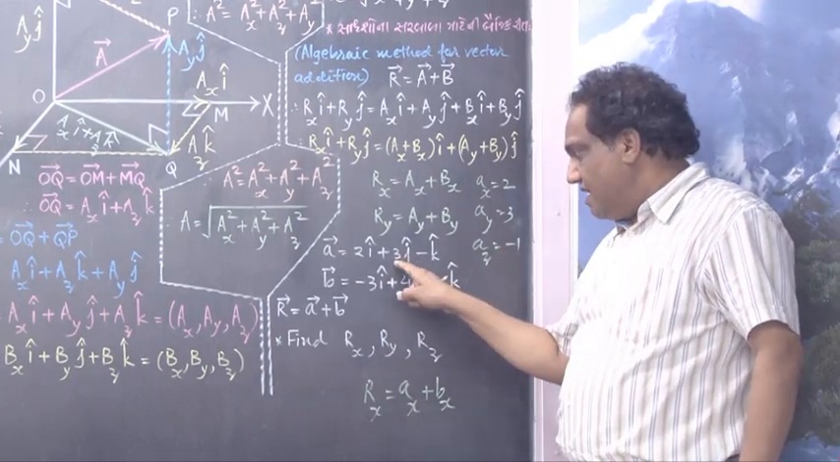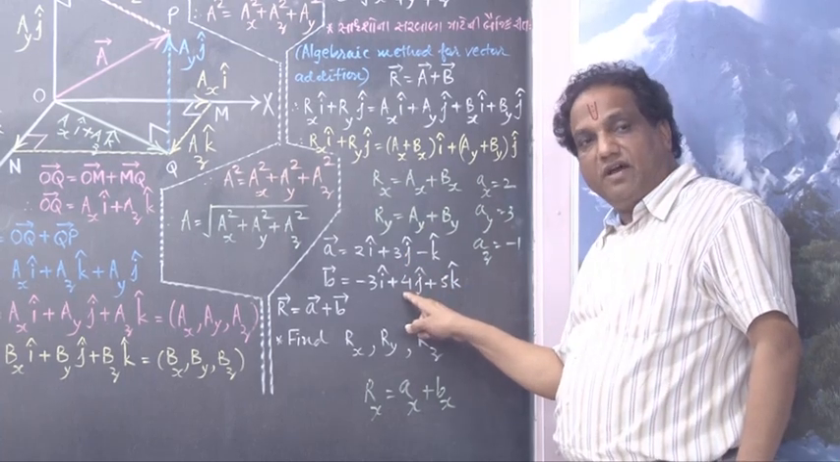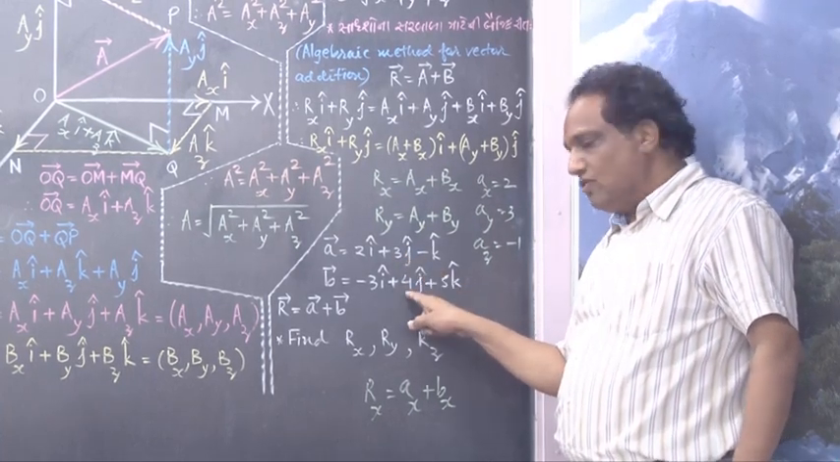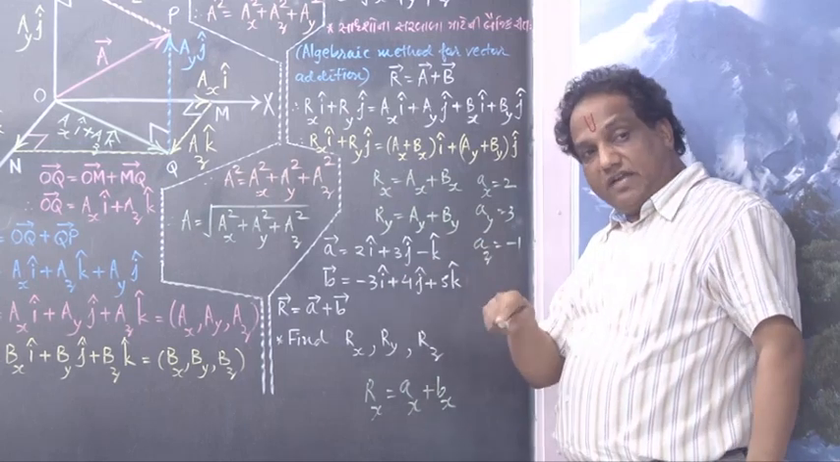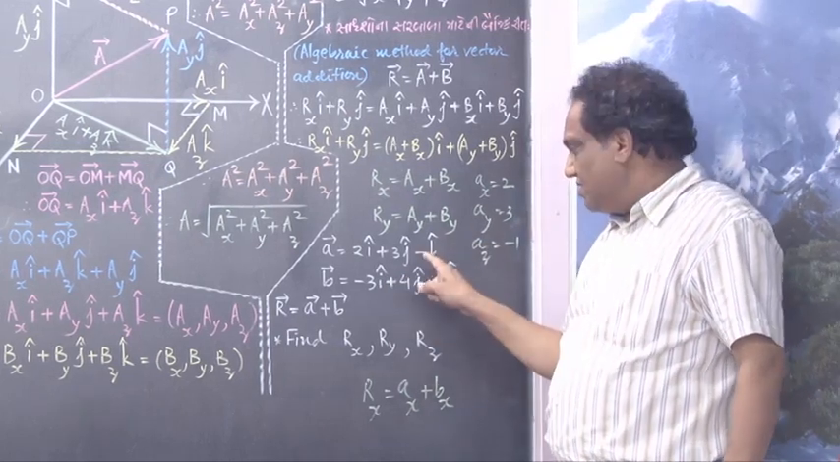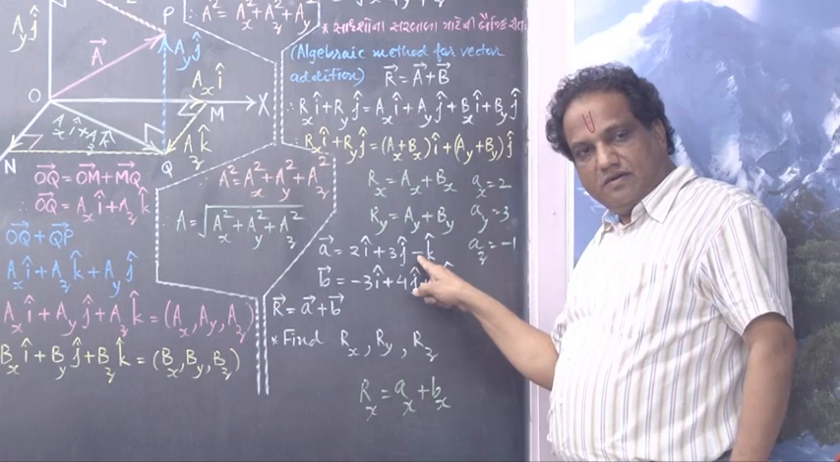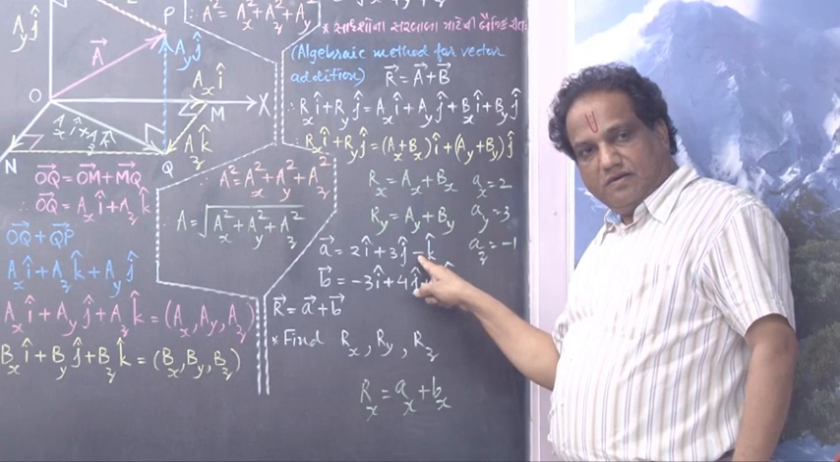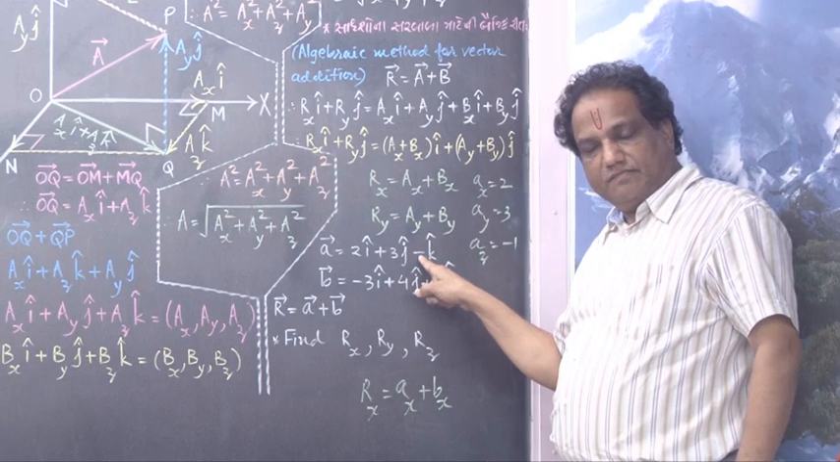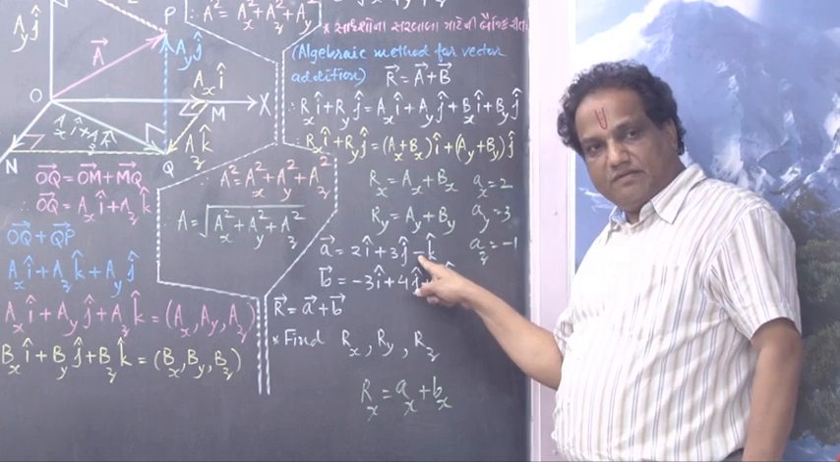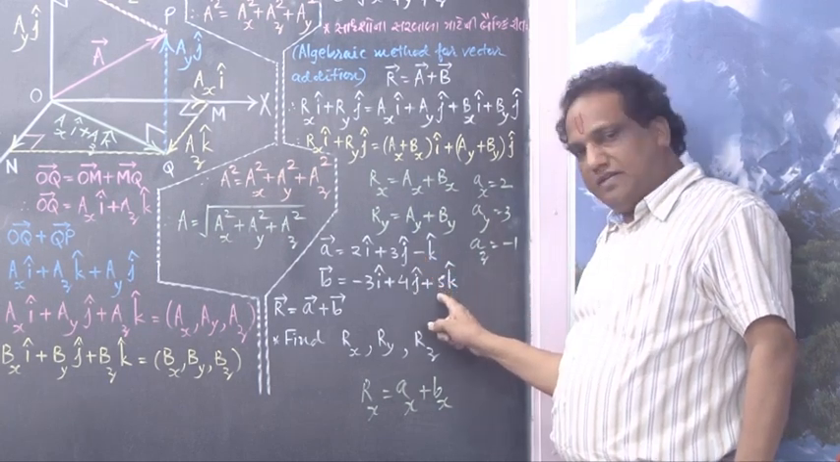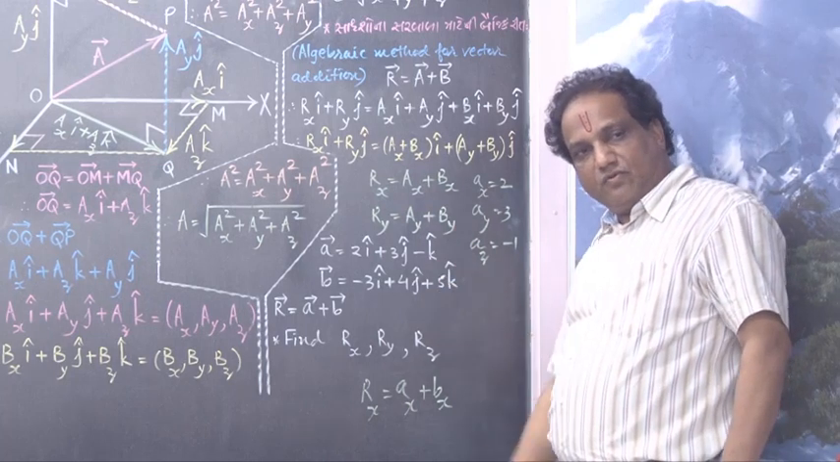What is Ry? It is Ay plus By, so it is 3 plus 4, which is 7. What is Rz? Az plus Bz. What is Az? Minus 1. And what is Bz? Plus 5. So minus 1 plus 5 is plus 4.